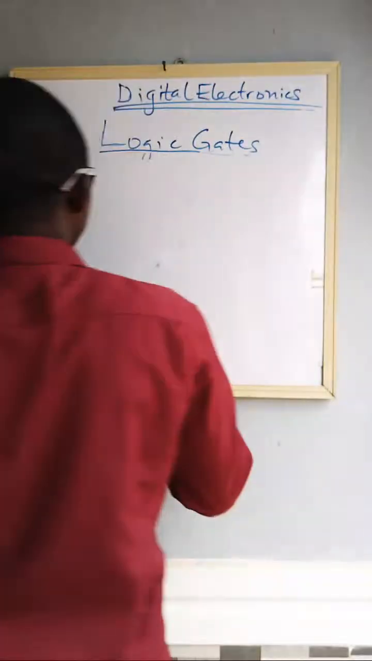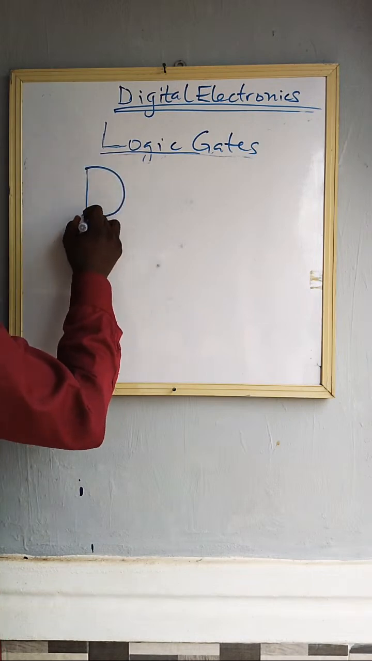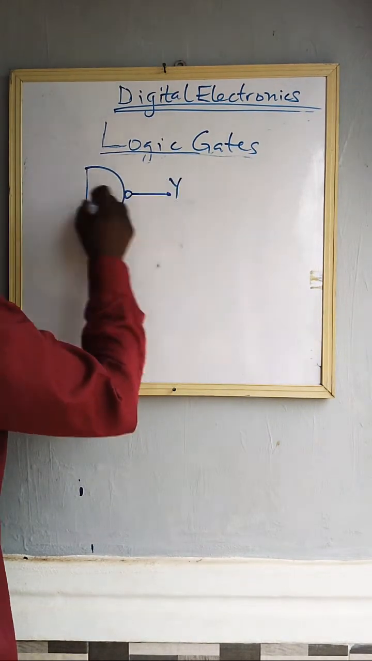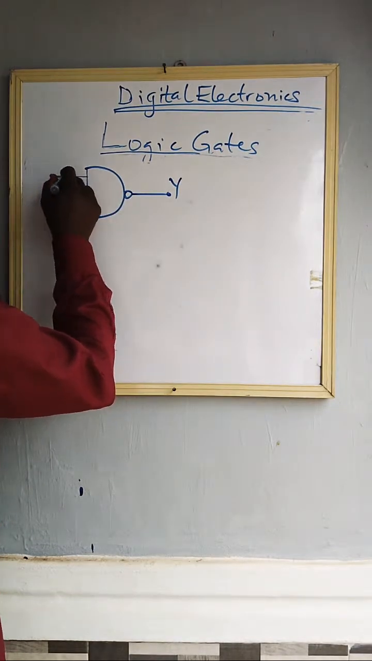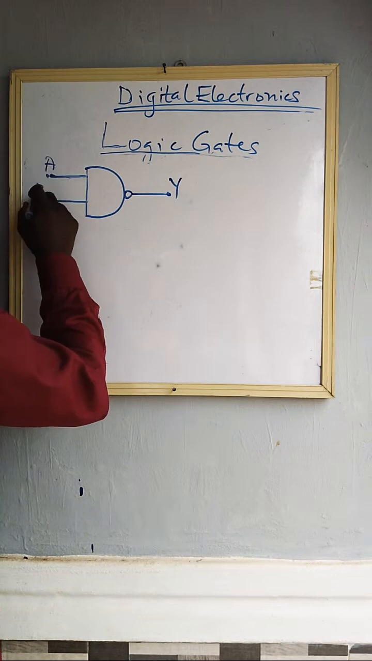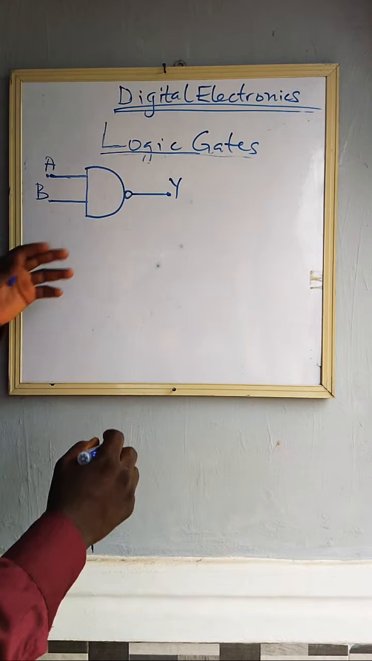So first of all, we look at the symbol. The symbol is the symbol of the AND gate with a bubble at the output. Here is output Y, and these are inputs A and B. So this is the symbol.